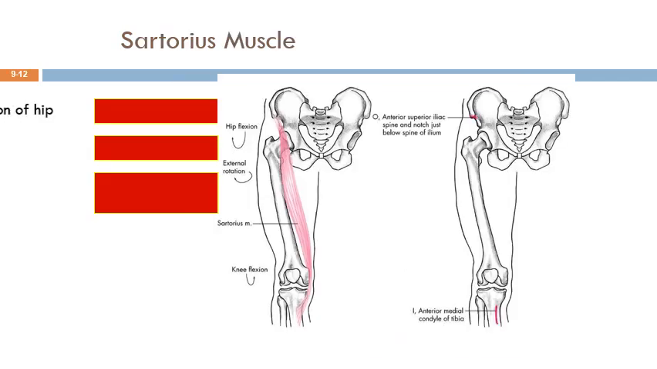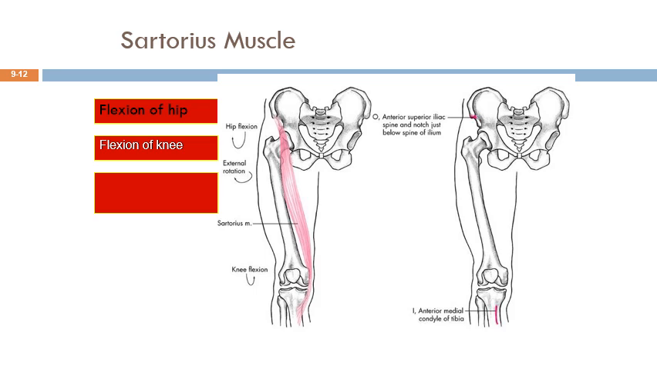Okay, so the Sartorius, again, flexion at the hip, flexion at the knee. So unlike the rectus femoris and all three hamstring muscles, the Sartorius muscle produces the same action at both of the joints. So it does hip flexion and knee flexion, okay? Unlike, say, the rectus femoris, which does hip flexion and knee extension, and the hamstring muscles that do hip extension and knee flexion. So this does flexion at both joints, okay?